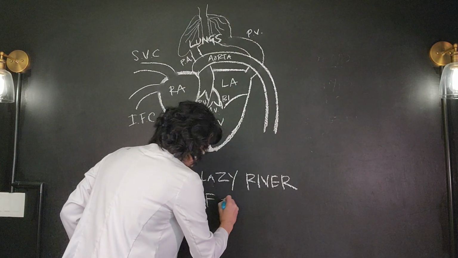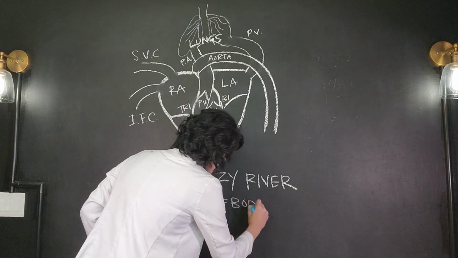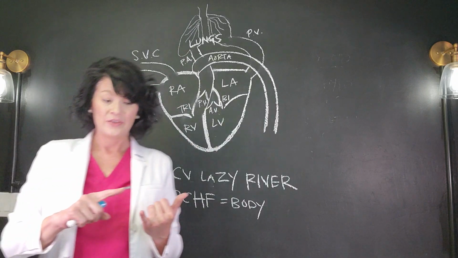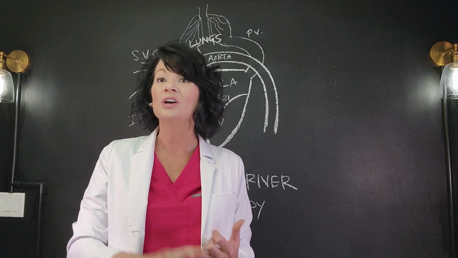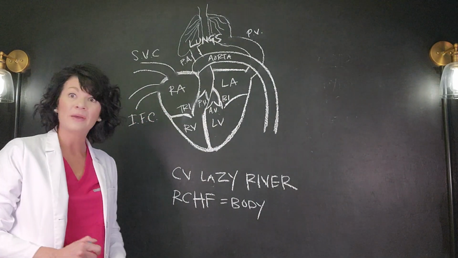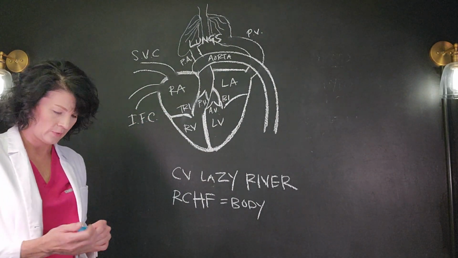So guess where you're going to see the manifestations of right congestive heart failure? It is going to be in the body, right? You're going to see edema, jugular vein distension, ascites. Those are all going to be the manifestations of right congestive heart failure, okay?